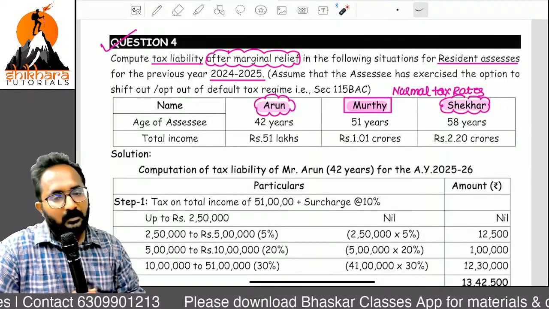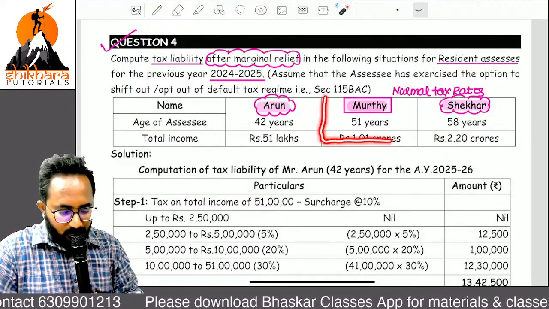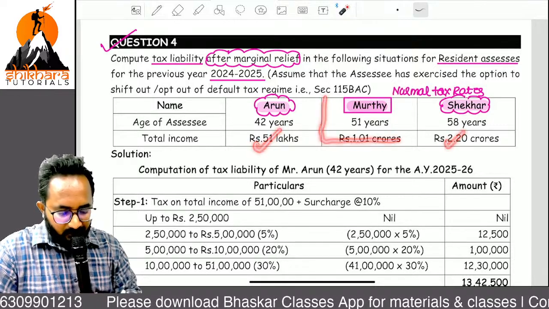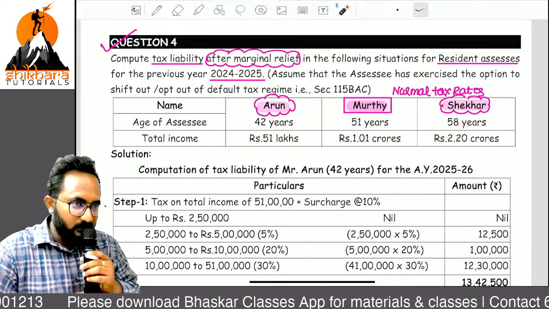Shekhar ji, please do that problem for Murthy. These two things are already done. Arun problem done, Shekhar problem also done.